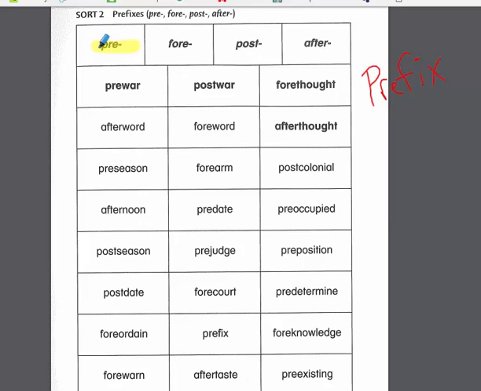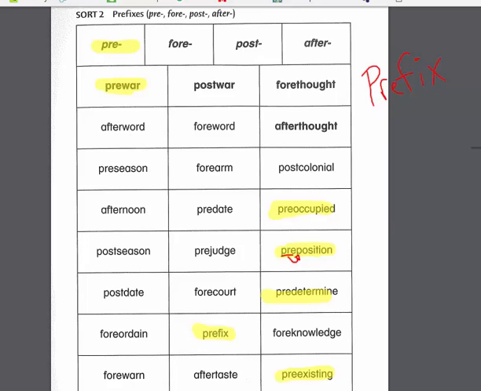We have pre, so we hear pre in pre-war. We hear pre in prefix. We hear pre in predetermined, pre-existing, preoccupied, and preposition. So we don't say preposition. This one's a little bit of an oddball, where we're going to connect that pre with the P there. So we're going to call it a preposition.